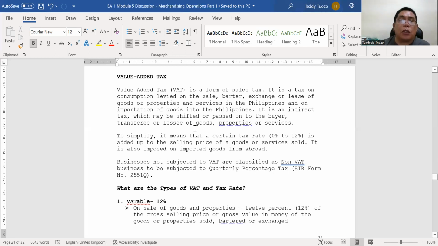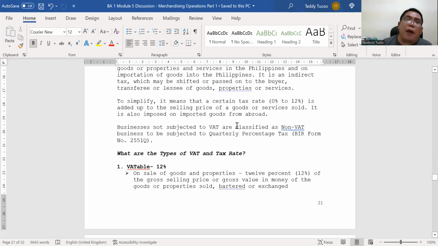It is an indirect tax which may be shifted or passed on to the buyer, transferee or lessee of goods, properties, or services. To simplify, it means that a certain tax rate of 0 to 12% is added to the selling price of the goods or services sold. It is also imposed on imported goods from abroad. Businesses not subjected to VAT are classified as non-VAT businesses, subjected to quarterly percentage tax. If the business income does not reach 3 million, they would only be paying a quarterly percentage tax.